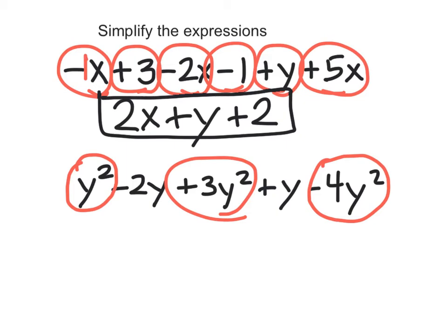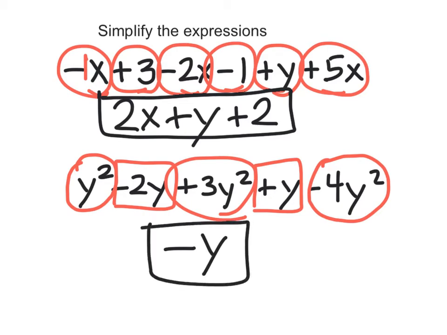Those all cancel out. Now we have a minus 2y and a plus 1y. So negative 2 plus 1 equals negative 1. So our answer is negative 1y. And notice how I don't have to write the 1. It's understood. Okay, how'd you do on that one?